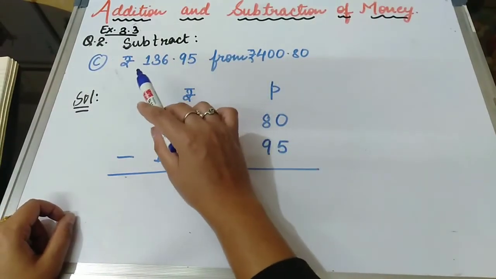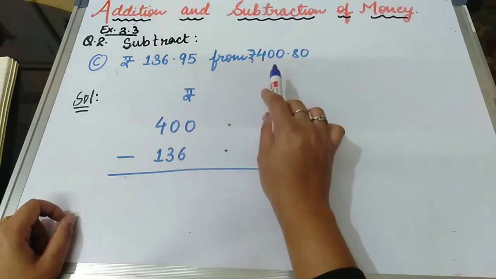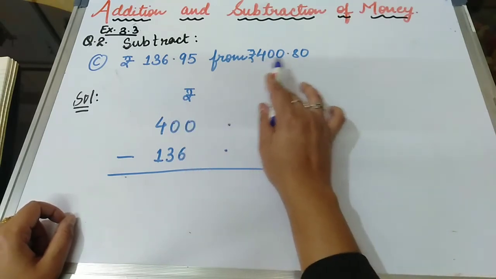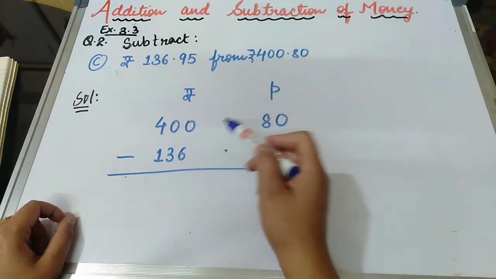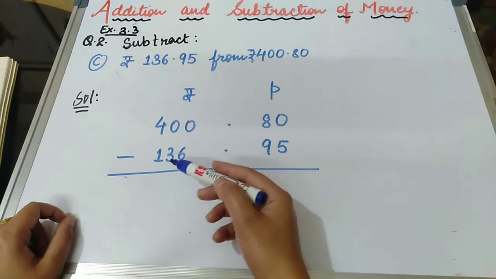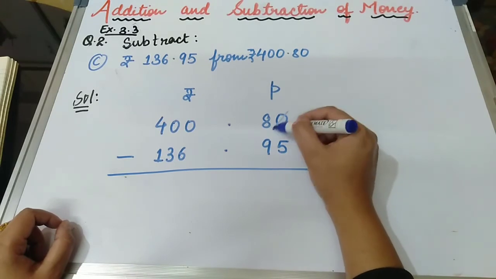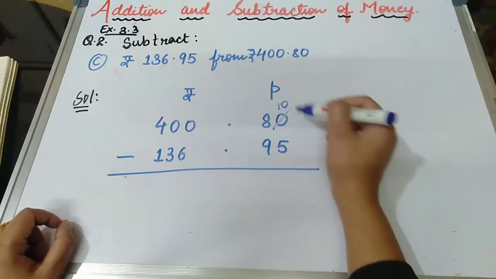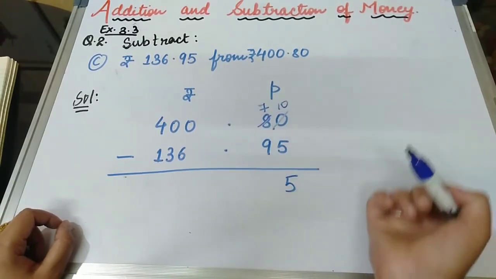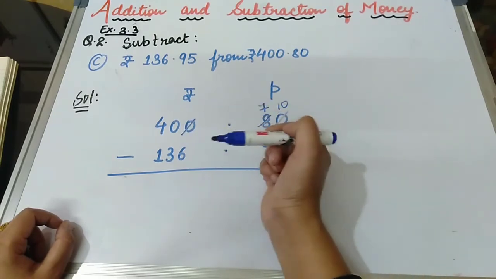So the question is, we have to subtract rupees 136.95 from rupees 400.80. So we are going to write the higher amount first. We have to subtract it from this. So for 400.80 we will write down first by arranging in a column, and then we will write 136.95. Now we will start subtracting from here. It will be 10 minus 5 is 5, and it will be reduced to 7. We will borrow from here. 7 cannot subtract 9, so we will borrow from here.